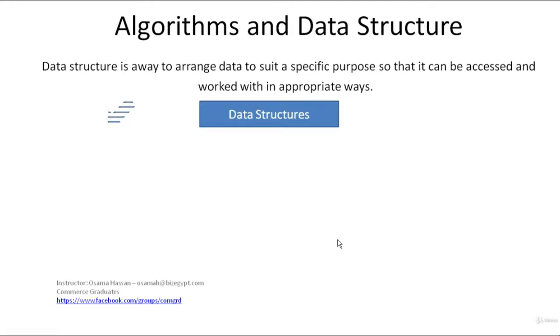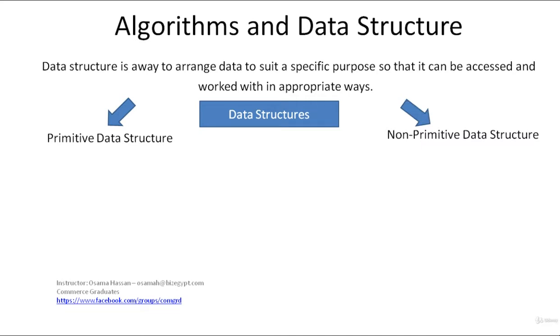Data structures are either primitive data structure or non-primitive data structure. Primitive data structure is also known in computer science as built-in data structure that exists in any programming language. It corresponds to the simplified form of data types that can be used to define data values inside a variable.